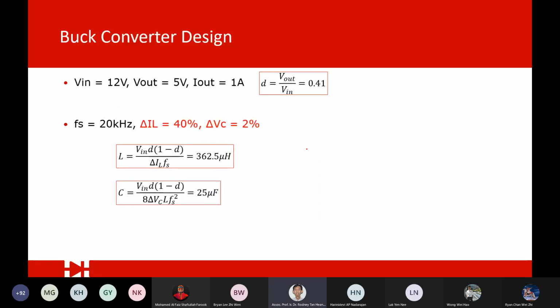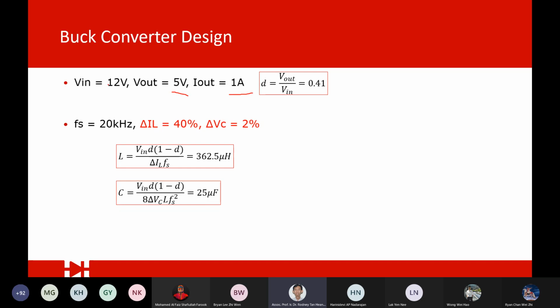Now, if I want you to design a buck converter, my input is 12 volts, my output is 5 volts, my load is 1 amp. So to calculate the duty cycle, it will be D equals V out over V in. That will give me 0.41, which is 41% duty cycle. And then how to calculate the inductor and the capacitor for smoothing.